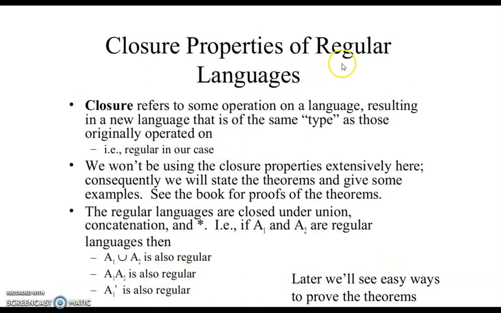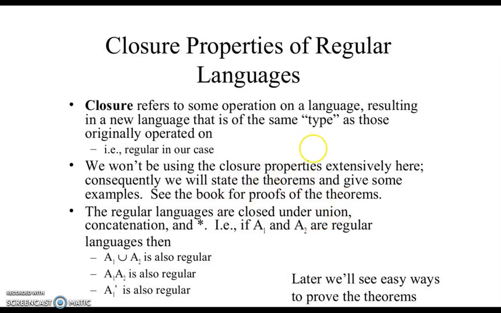Closure property of regular languages. Closure refers to some operation on a language resulting in a new language of the same type as those originally operated on, regular in our case. We won't be using the closure property extensively here. Consequently, we will state the theorems and give some examples.